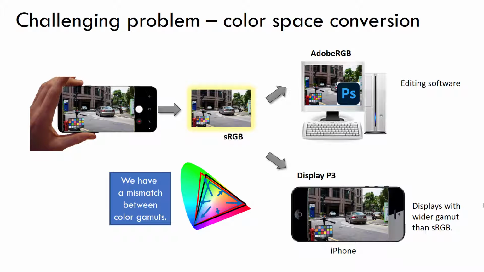Now, one challenging problem is when you want to convert that sRGB image into another color space that has a wider gamut. So let's say that you're using Adobe Photoshop and you want to be able to edit in Adobe RGB, or you're trying to display your image and your display is capable of a wider gamut than sRGB. So we have a mismatch between our color gamuts, right? sRGB is small, these other gamuts are medium-sized, so you have to do something to expand that gamut. And you kind of blindly do this because you don't know what those values really should be.